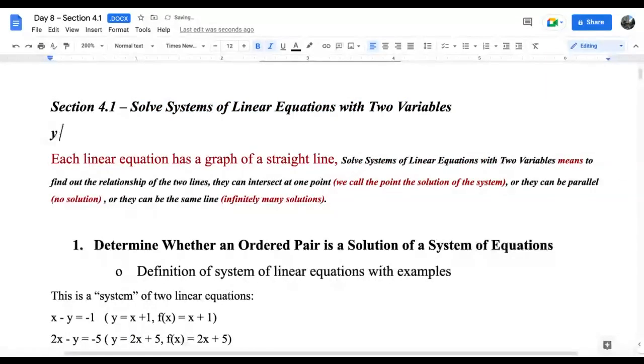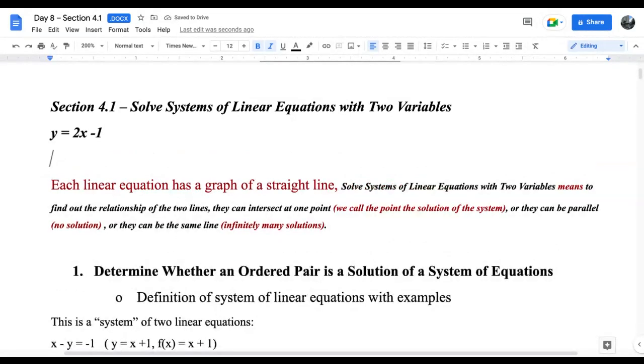We know y equals mx plus b, right? This represents a line. This represents a linear function or a linear equation. The graph is a straight line. Using an example, we could have y equals 2x minus 1. You see this equation has two variables, x and y. But this is just one. If I have another one, maybe y equals 3x plus 3, now I have two.